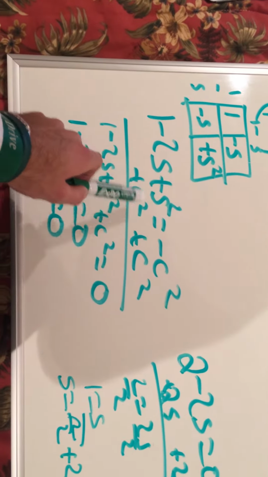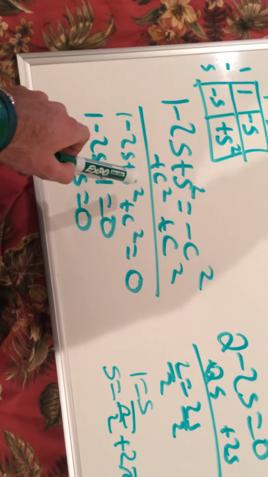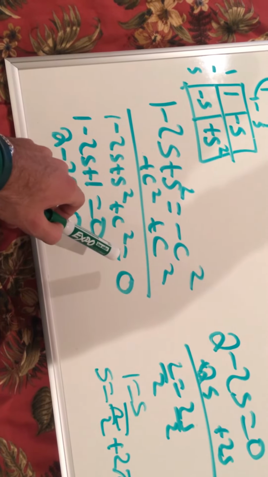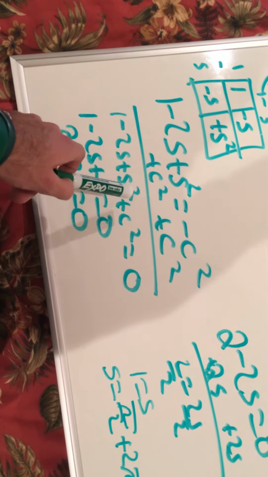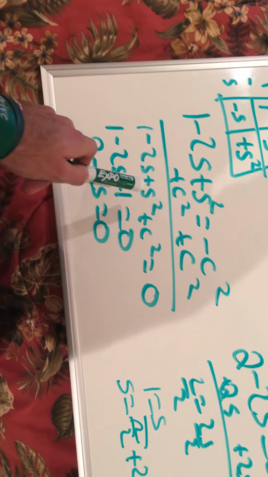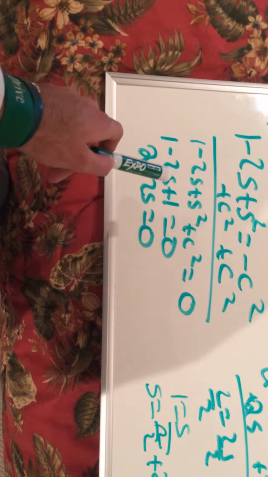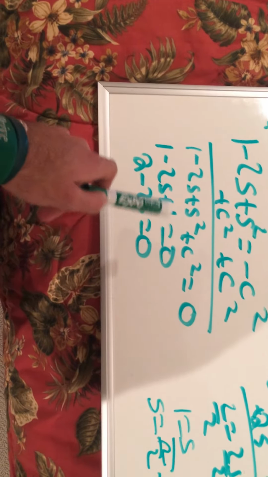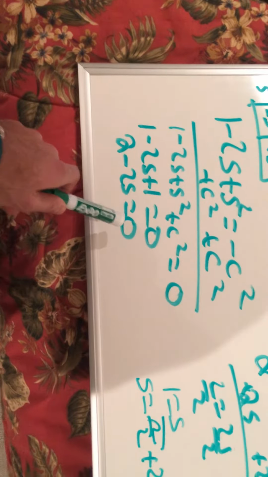I then want to add c squared to both sides. So I've got 1 minus 2s plus s squared plus c squared equals 0. S squared plus c squared, as you know from your Pythagorean identity number 1, is just equal to 1. Sine squared plus cosine squared equals 1. So I now have 1 minus 2s plus 1 equals 0. 1 plus 1 is obviously 2, so 2 minus 2s equals 0.